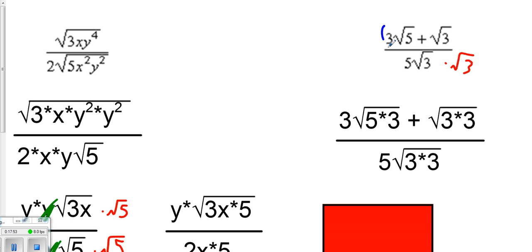When we multiply it on top, remember that it's being multiplied by every piece on top. So we need to distribute it. Square root of 3 times square root of 3, and square root of 3 times 3 times the square root of 5. When we do that, square root of 3 times 3 square roots of 5 becomes 3 times the square root of 5 times 3, this piece here. This one and this one becomes square root of 3 times 3. This one and this one becomes 5 times square root of 3 times 3.